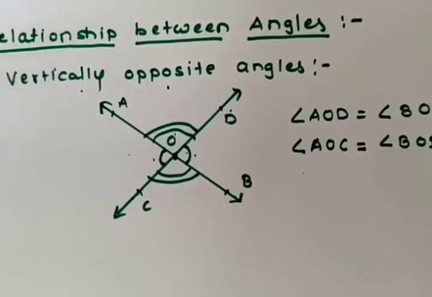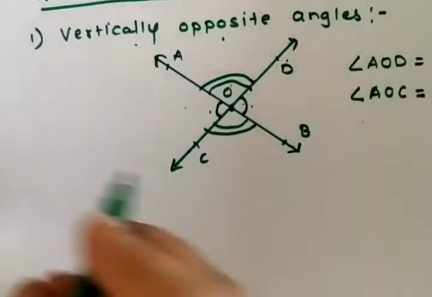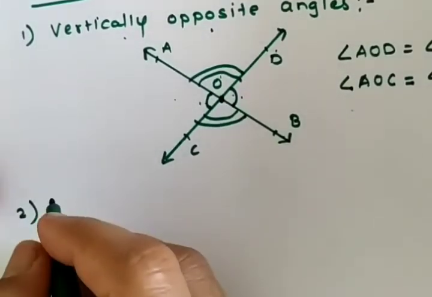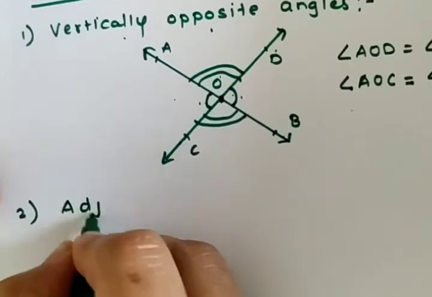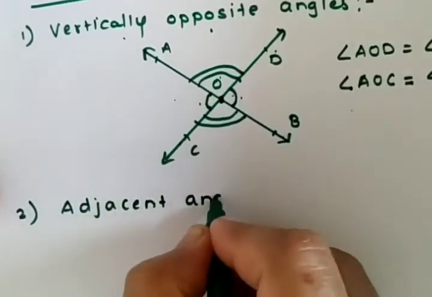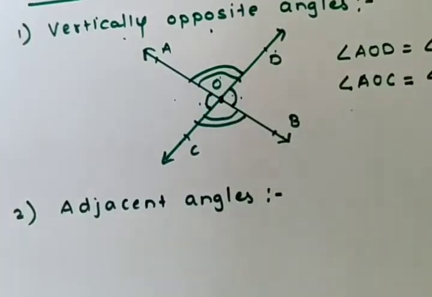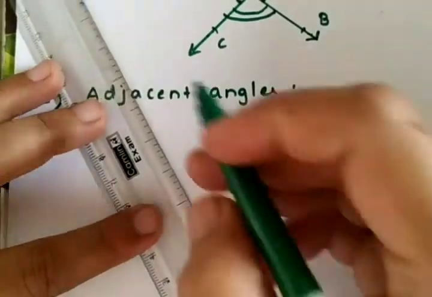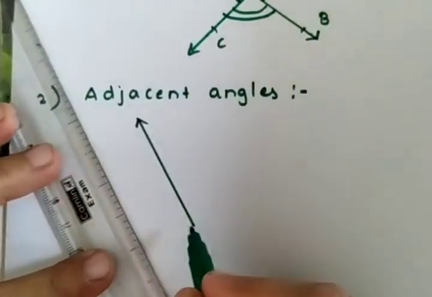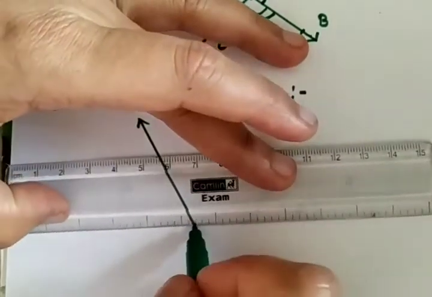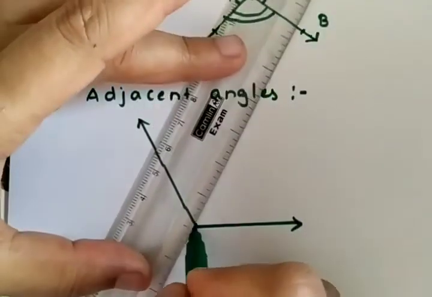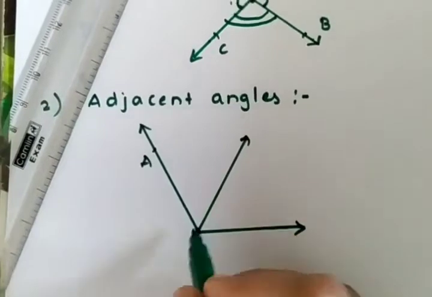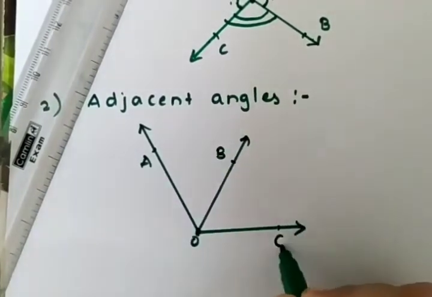Okay, now I'll talk about the next type of pair of angles. I hope all of you understood vertically opposite angles. Now we'll see the second type of pair of angles, that is adjacent angles. So which angles are said to be adjacent angles? I would like to draw a figure. Here this is one ray, this is another ray, and this is the third ray. They are meeting at a single point. Now I'll give the names: suppose this is A, O, this is B and this is C.